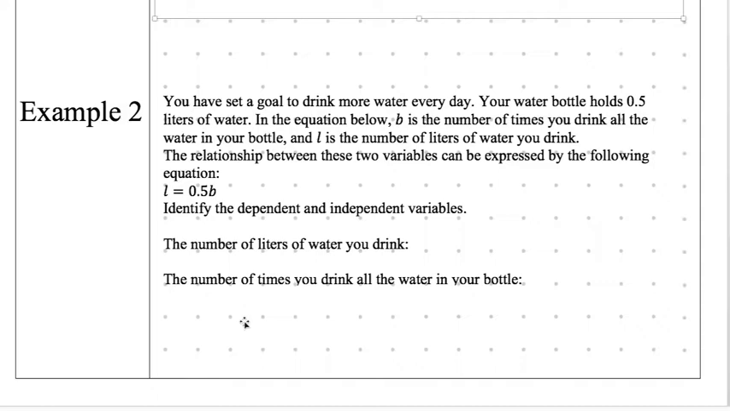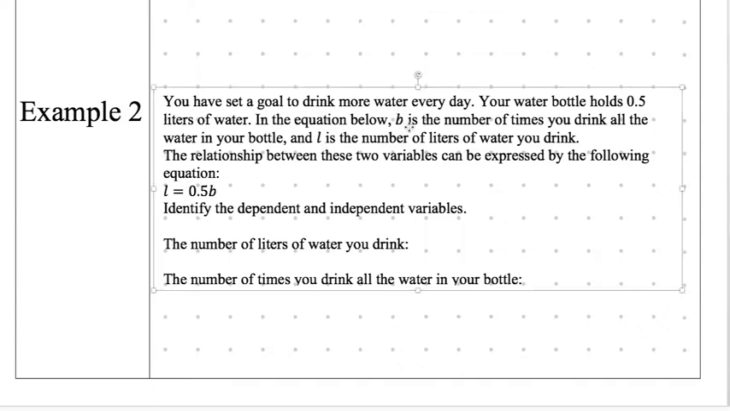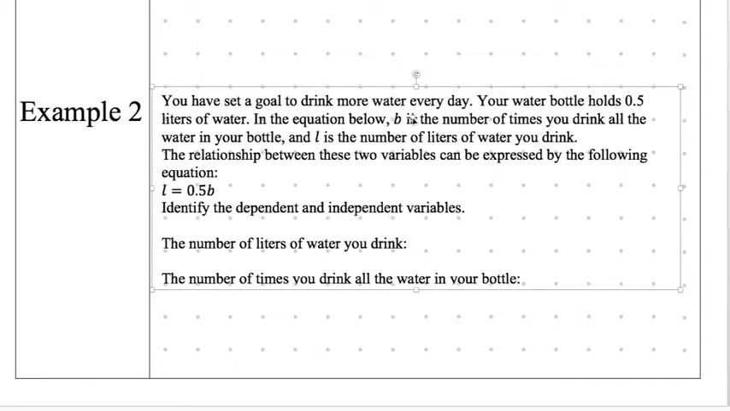Perfect. Thank you. All right, so we already know what we're going to be underlining. If we want to go into our word problem up here and underline what those variables mean. So I see B is the number of times you drink all the water in your bottle. Let's just underline that. And then we have L is the number of liters of water you drink. Underline that. We have identified what our variables are.